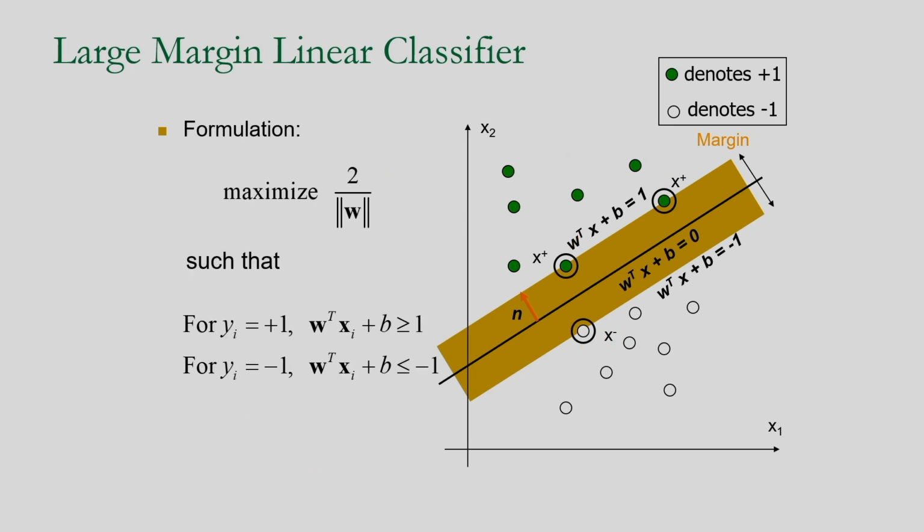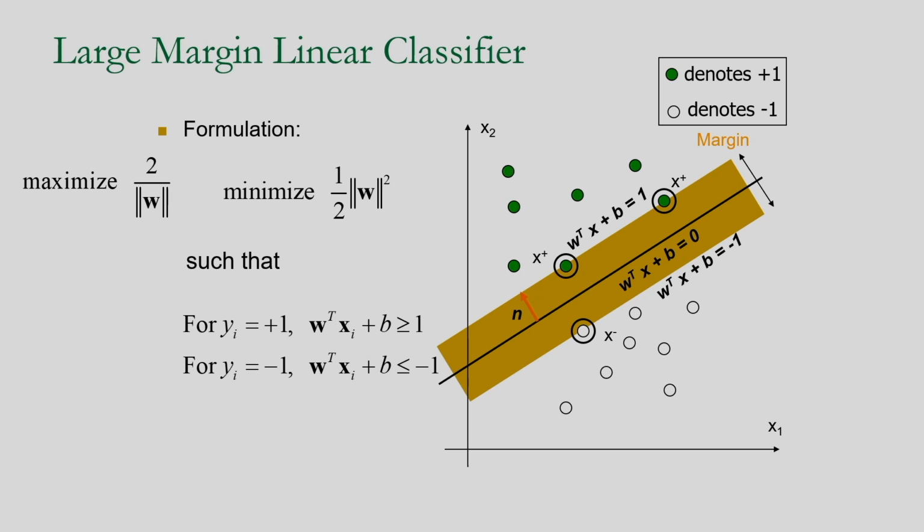Now for the large margin linear classifier, I am considering the formulation that I have to maximize the margin. The width of the margin is 2 divided by the W norm, so I have to maximize this. That is the goal of the large margin linear classifier in the support vector machine. The conditions are: for yi equal to plus 1, wT xi plus b greater than or equal to 1. The other class is yi equal to minus 1, with wT xi plus b less than or equal to minus 1.